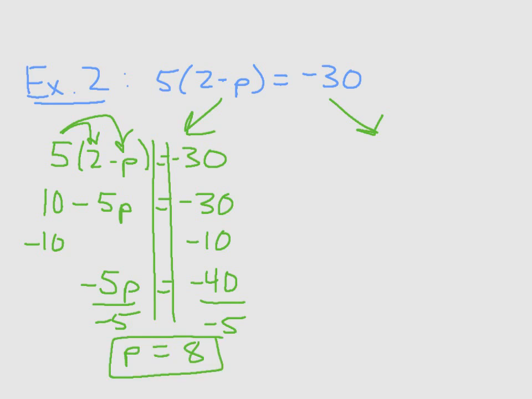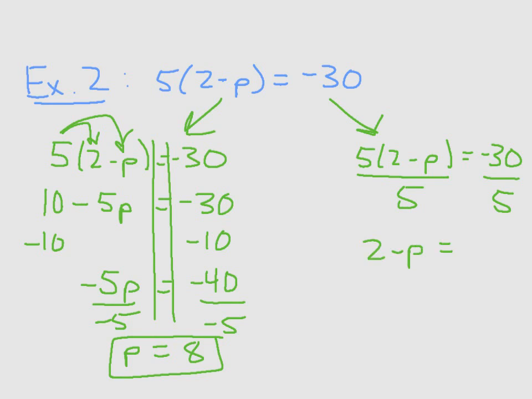Okay, now, doing it the other way, since 5 is the furthest thing away, and I'm multiplying 5 to both 2 minus p, I can undo the multiplication of 5 by dividing both sides by 5. So 5 divided by 5 gets me 1, so I'm left with 2 minus p, and negative 30 divided by 5 is negative 6.